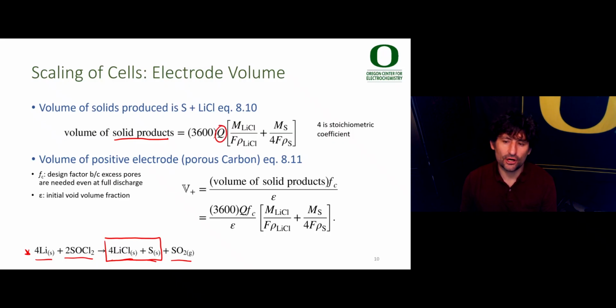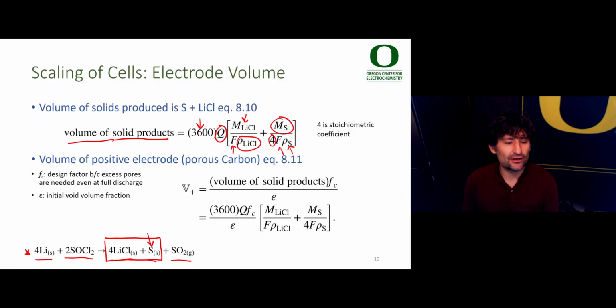Again, here it's charge in amp hours, and we're converting from amp hours to coulombs with 3600. And we multiply that simply by the molar mass of lithium chloride divided by the density of lithium chloride times Faraday's constant, plus the molar mass of sulfur divided by 4, because there's 1/4 the sulfur as we have lithium chloride, again divided by Faraday's constant and the density of sulfur. So again, you should go through the math here and make sure you understand how these units work out to provide you with a volume of the solid products.